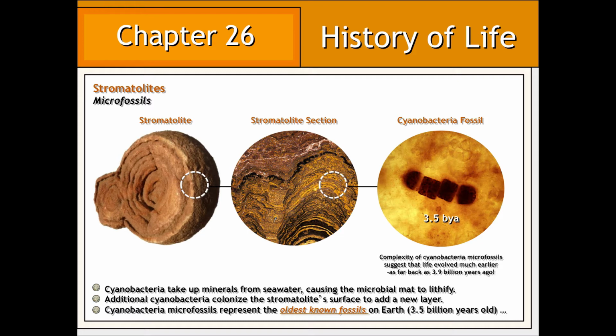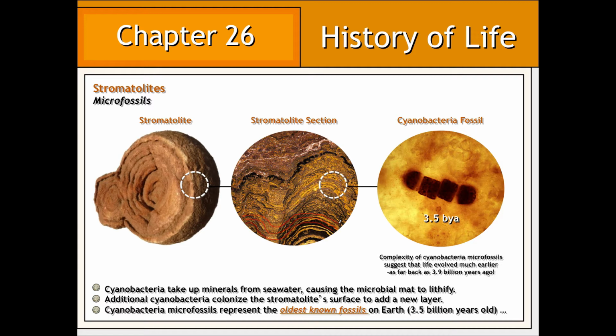Cyanobacteria tend to live in mats on the sea floor, where they tend to absorb minerals from the seawater. This causes the mat of cyanobacteria to lithify or turn to stone. This actually kills the cyanobacteria, whereupon a new colony will start to form on top. So over time, progressively more and more layers of lithified cyanobacterial colonies will accumulate. And this can be seen in cross-section of a stromatolite.